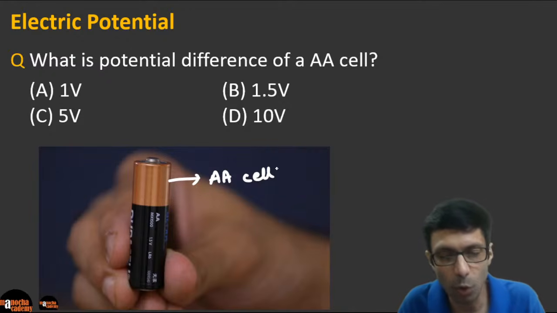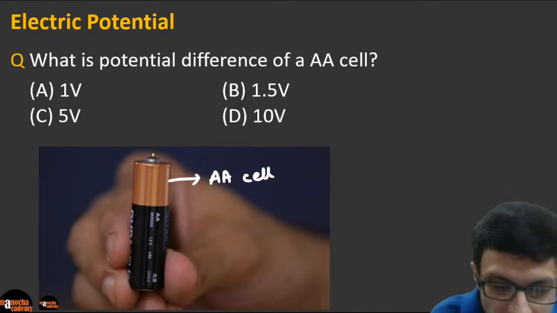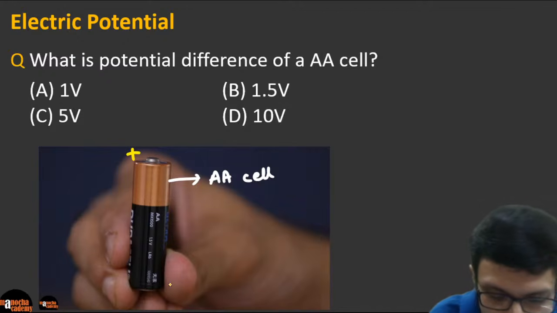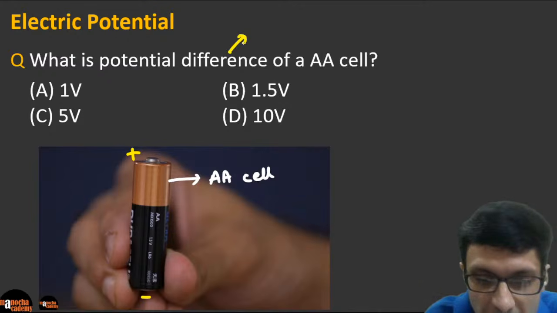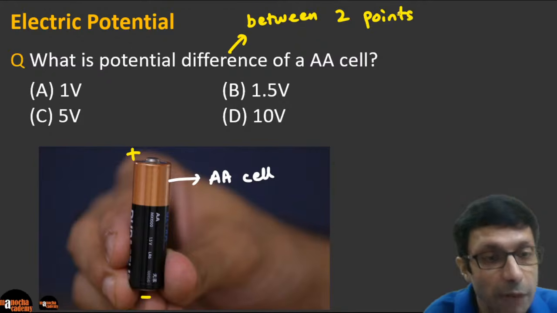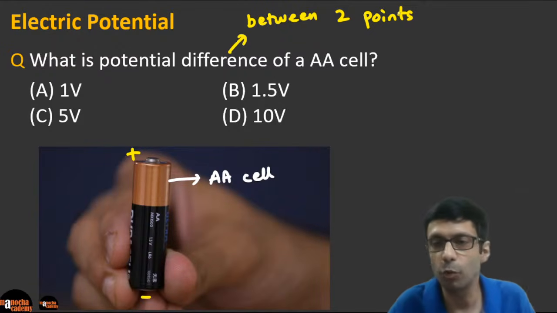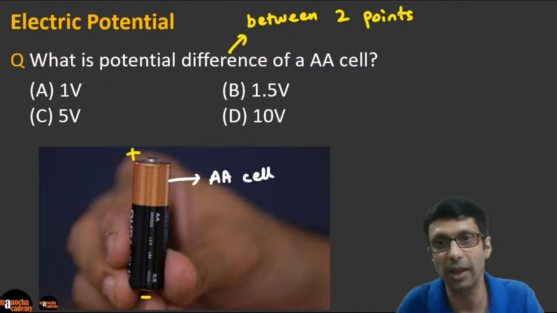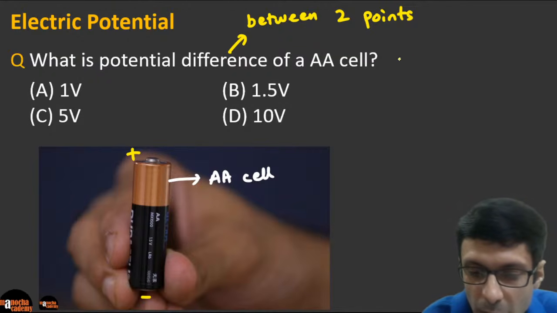So who can tell me what is the potential difference, and what are we measuring the potential difference between? These 2 points, between the positive terminal and the negative terminal of the battery. Potential difference means it is measured between 2 points. Potential difference can be measured using a voltmeter. Just like current, which I forgot to mention, can be measured with an ammeter. Potential difference can be measured using a voltmeter.